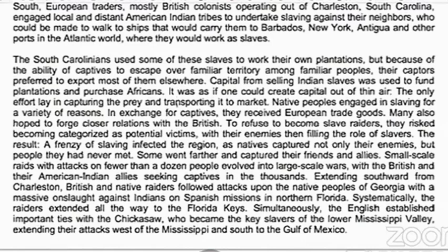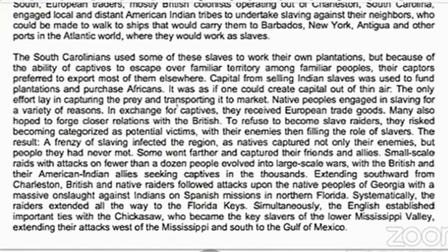It was as if one could create capital out of thin air. The only effort lay in capturing the prey and transporting it to the market. Native peoples engaged in slaving for a variety of reasons. In exchange for captives, they received European trade goods. Many also hoped to forge closer relationships with the British.